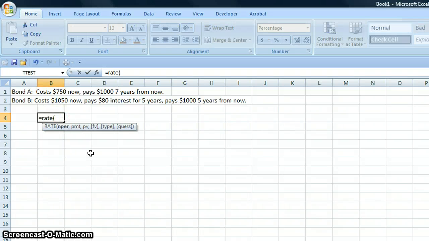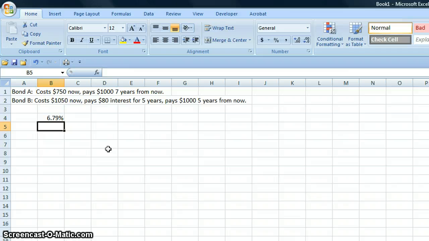Again, equals rate. The number of periods for this bond is 5 years, 5, comma, payments. This bond does have payments of $80 every year, so we put in 80. It's asking for the present value, which to you is negative 1050, comma, the future value is the $1,000 it will pay you 5 years from now. So really the only difference here is that we've included interest payments. Close parentheses, and it gives you 6.79%, which is the same answer that we got using the IRR method.